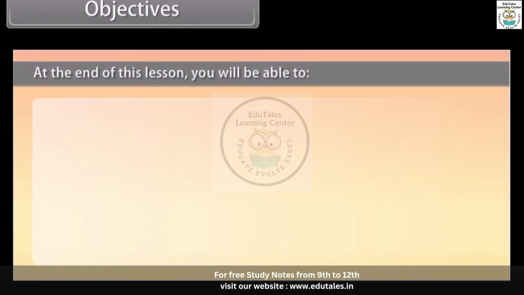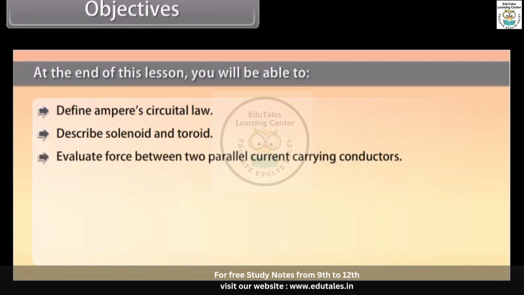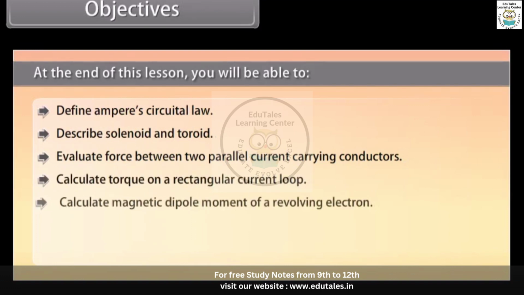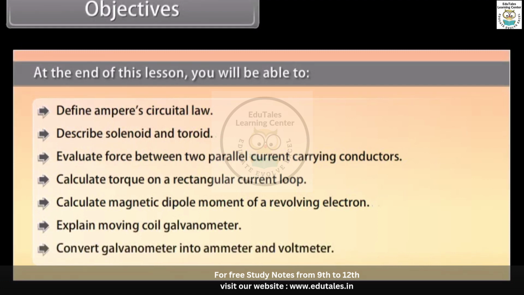Objectives. At the end of this lesson, we'll be able to define Ampere's Circuital Law, describe solenoid and toroid, evaluate force between two parallel current-carrying conductors, calculate torque on a rectangular current loop, calculate magnetic dipole moment of a revolving electron, explain moving coil galvanometer, and convert galvanometer into ammeter and voltmeter.